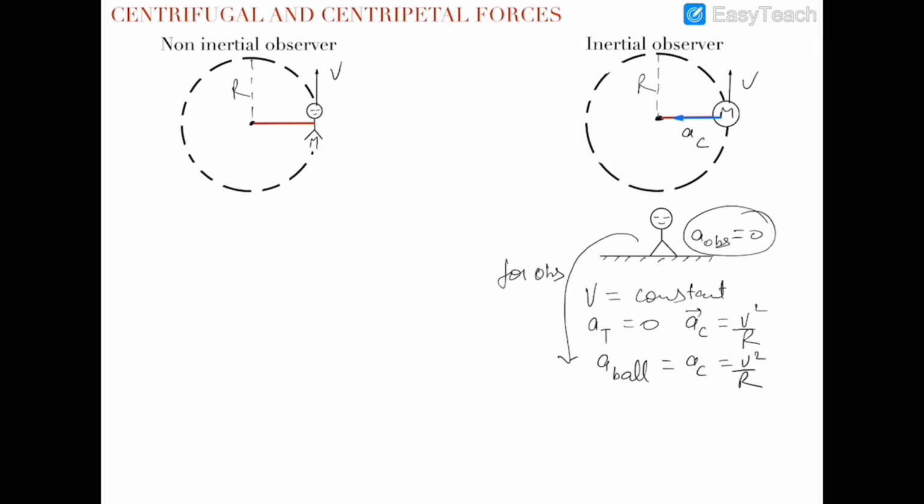So when this man will write the equation of motion, the equation of forces for this ball, he will say that the tension in the rope acting on this ball will be equal to ma. This tension is responsible for this acceleration, and this tension will also be acting towards the center. So this tension T will be equal to ma, where a is v square by r.